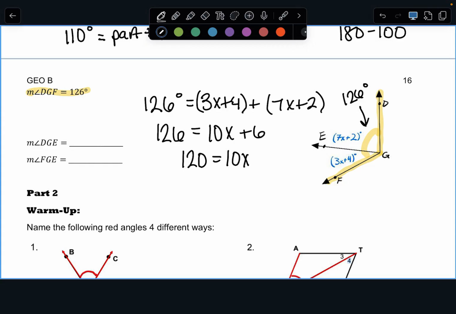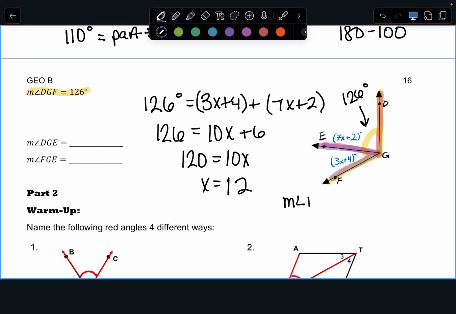Now what? Divide by 10. And we get x is equal to 12. We divided by 10. Now, was my question asking for x? No, it's asking for DGE. I'm going to highlight it. DGE and FGE. So let's do DGE first.